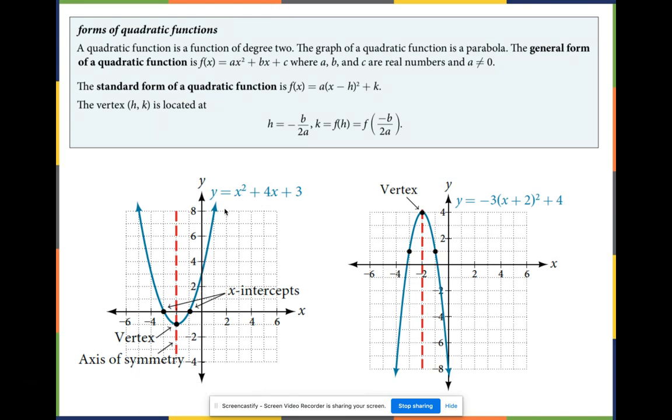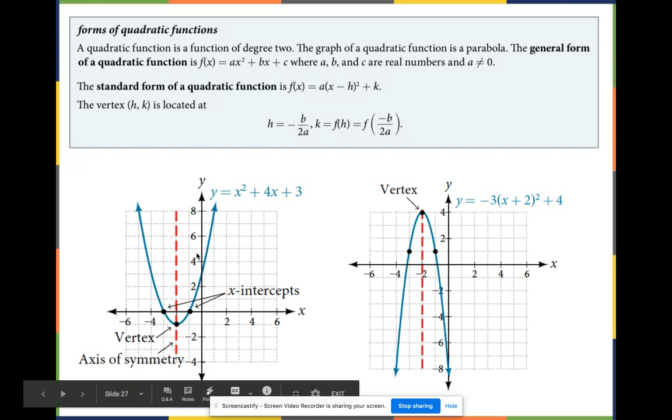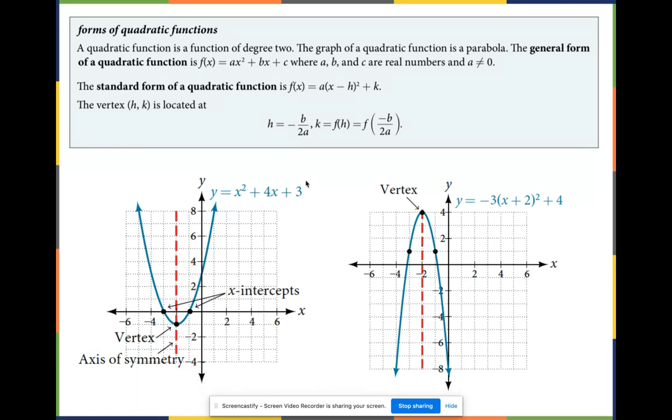Notice if we plug in for the y-intercept, the x value is 0. That always happens for the y-intercept. Plug 0 in, the y-intercept is 3. Right? So we can see all those things quite easily from the general form of this equation.